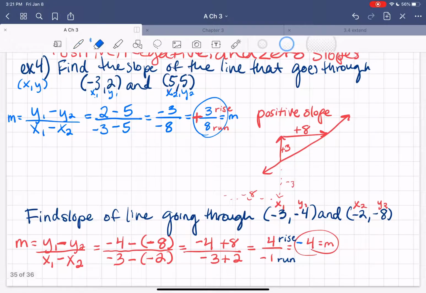So what's happening here is, in the same way that I had the +3 and then +8, I'm going up 4, but then instead of going forward 1, I'm going backwards 1. And that's going to leave me somewhere like that. So this is a general idea of what your negative slope would look like.